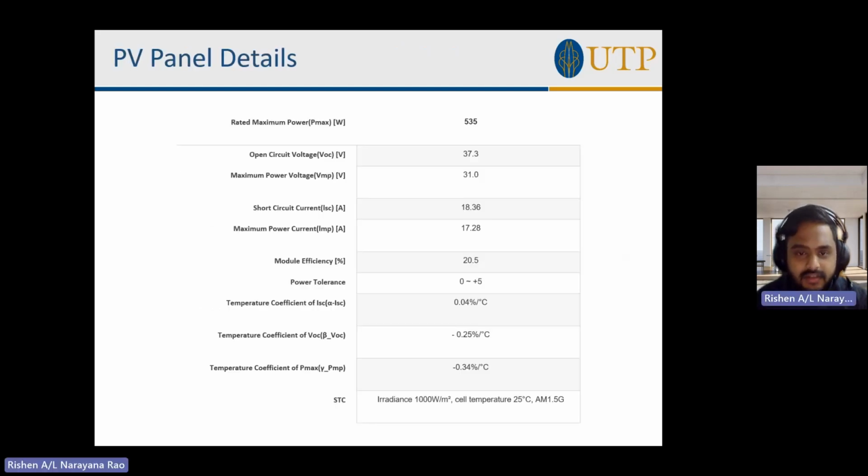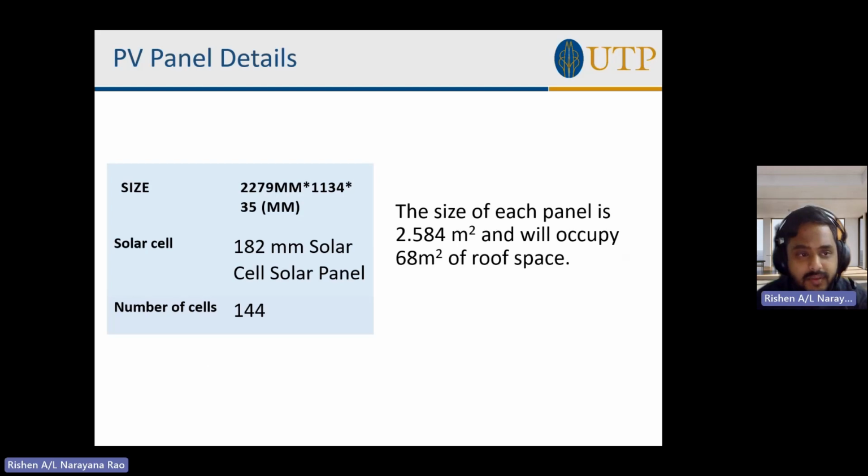So this is the PV panel details. This is the electrical details of the PV panel. As you can see, the rated maximum power, P max, is 535 watts. The open circuit voltage is 37.3 volts. The maximum power voltage is 31 volts. Short circuit current is 18.36 amperes. Maximum power current is 17.28 amperes. And it all happens under the irradiance of 1000 watts per square meter at a cell temperature of 25 degrees Celsius.